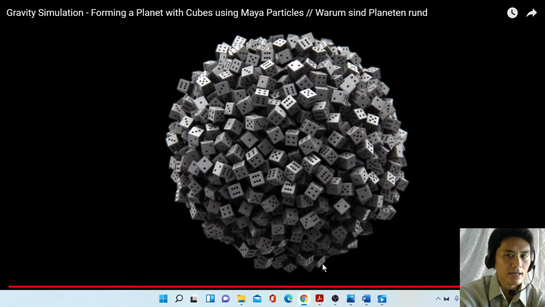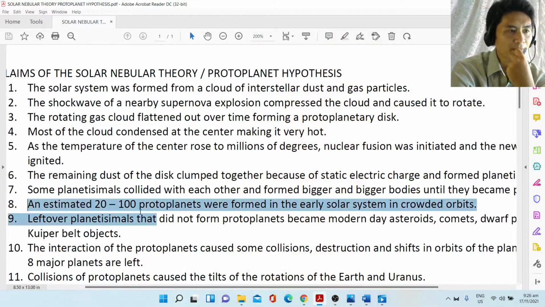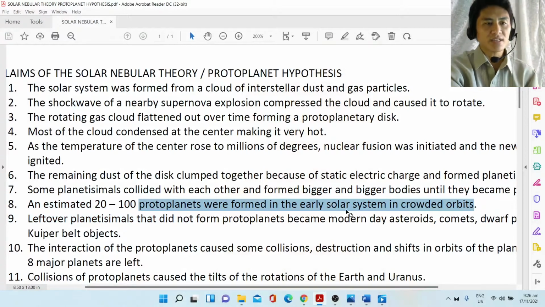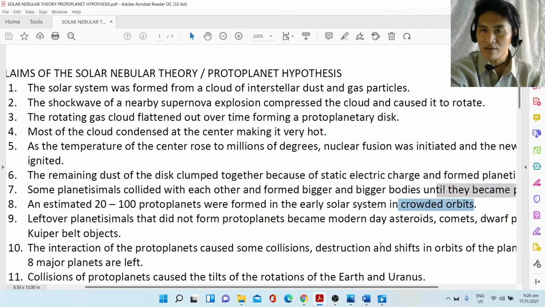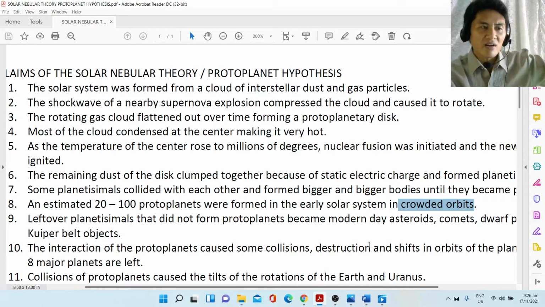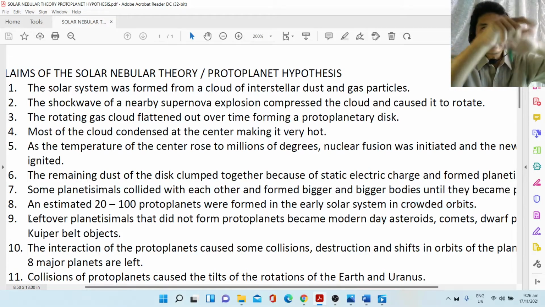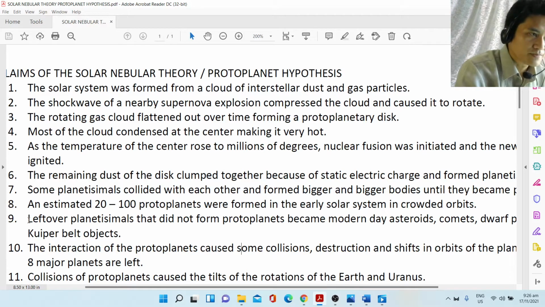So again, let us go back to the theory. Now that we have protoplanets, it was estimated that there were 20 to 100 protoplanets formed in the early solar system, and because there were 20 to 100, they were in crowded orbits, so it's very crowded. And obviously, all of these dust particles, some of them were left over.